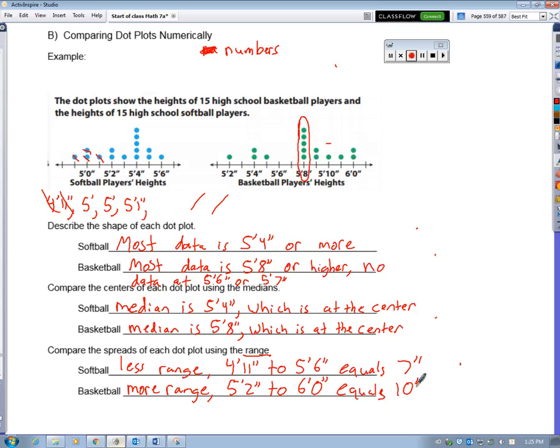Okay? And that is it for 11.1. Taking a look at dot plots using what they look like visually, and then representing them with some numbers. Don't forget to try this problem. I'll see you guys next time in class, and we'll look at some more dot plots for your assignment.